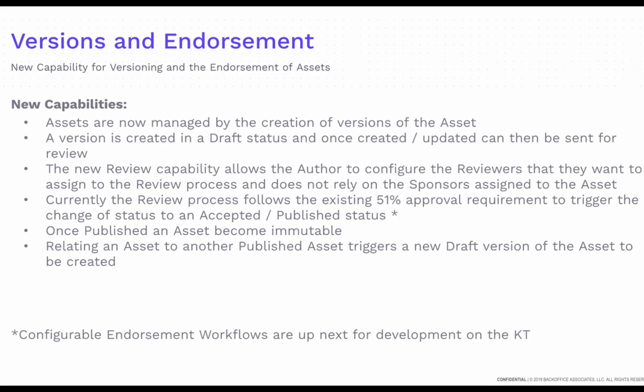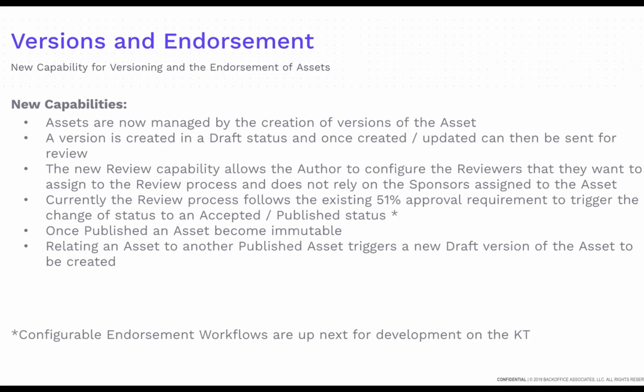Once published, as I stated earlier, that asset becomes immutable, i.e. it cannot be changed, so a version is stored at a point in time, and that version information is stored, and I'll show that. And then if you wish to make changes to that version, you create a new version that starts again in that draft status, and we can repeat the process.